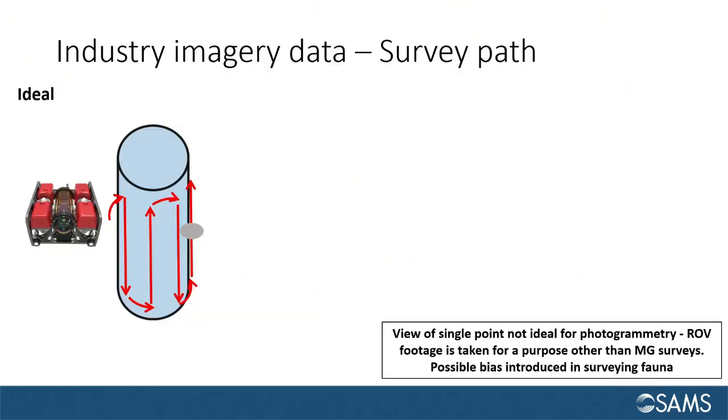Another issue is the survey path. This would be our ideal survey path: lots of overlapping transects all around the structure, which helps calibrate our models and produces this nice 360-degree model of the structure, and perhaps some exposed areas on the structure as well, which helps us fit the CAD model to the 3D model.